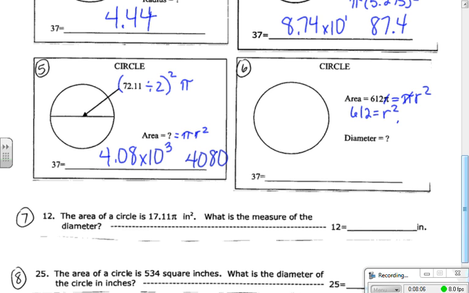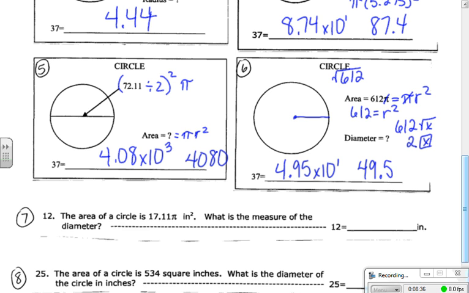So in your calculator, you would just type 612 square root of x, and that will give us our radius, our distance halfway across the circle. But we want the diameter, so we have to hit 2 times. And whenever we do that, we get 4.95 times 10 to the first, which is 49.5. If we want to write this out a little bit differently, we're going to have the square root of 612 times 2. And that's what you're going through this process typing in.